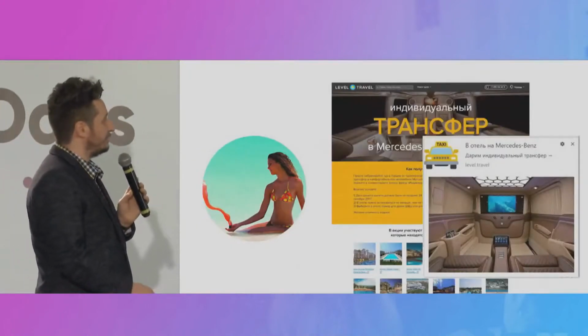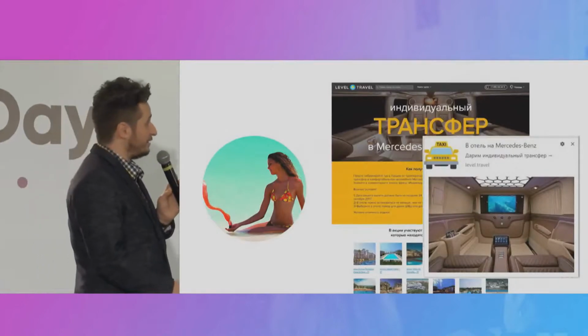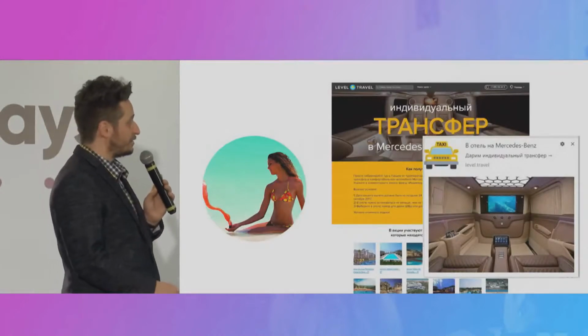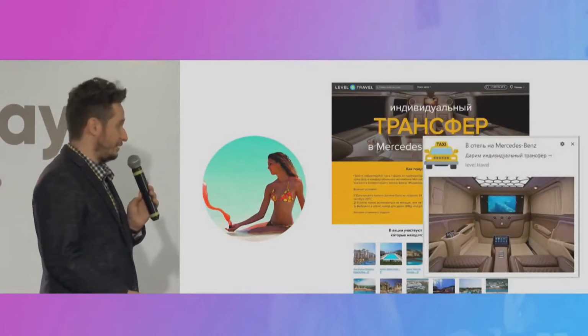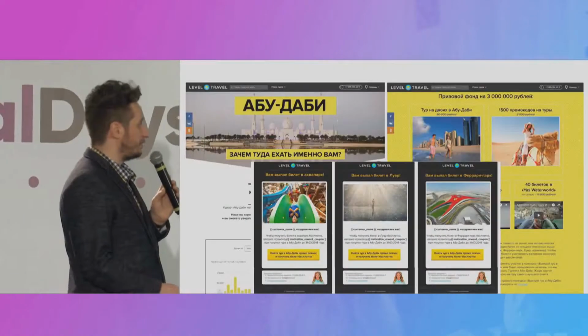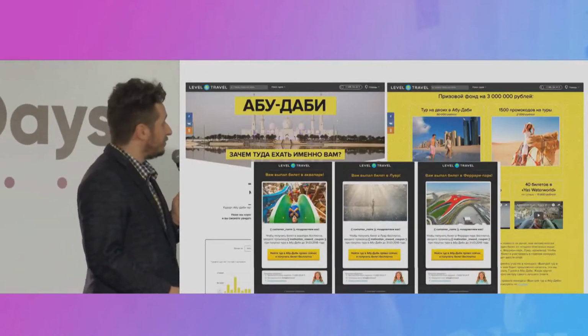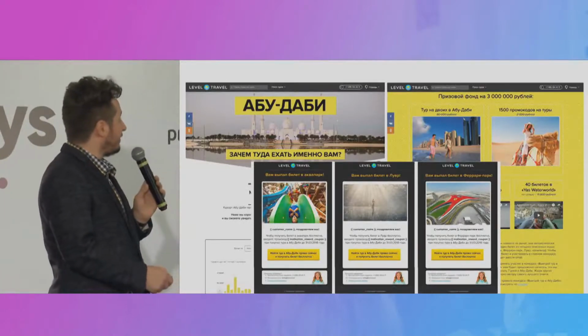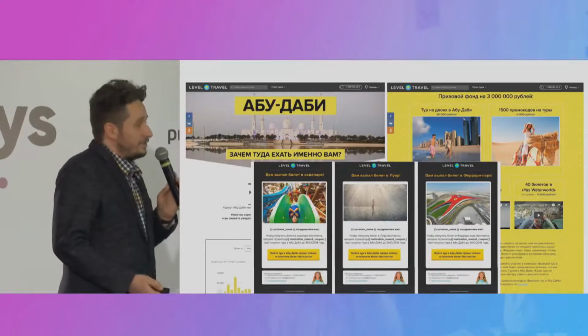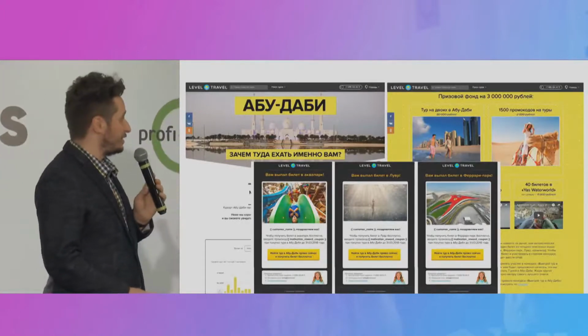Another example, also valid for customers from the premium segment. Let's say they're focusing on a particular hotel, and we know that they may be interested in an individual transfer. So we group them together and send them a message about the availability of an individual transfer in case they book now. And this example is about Abu Dhabi.